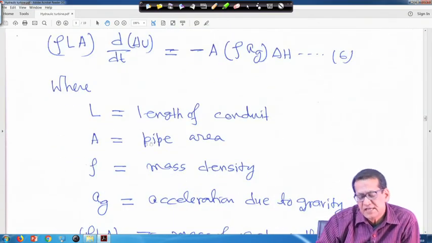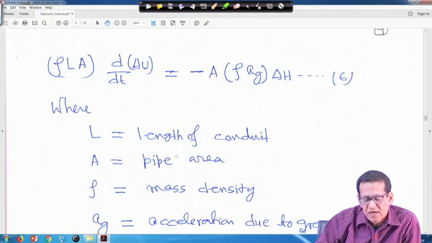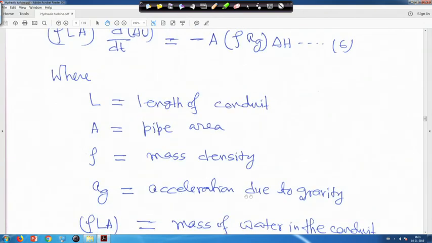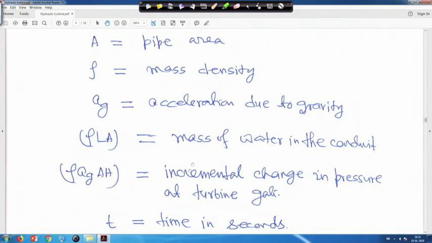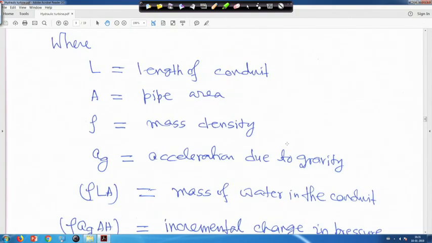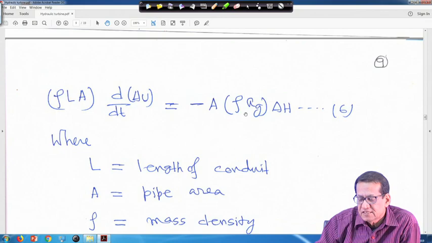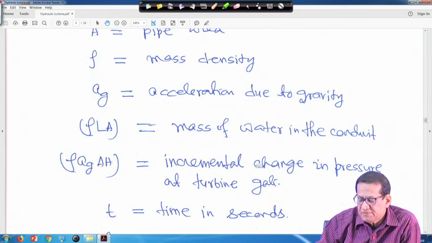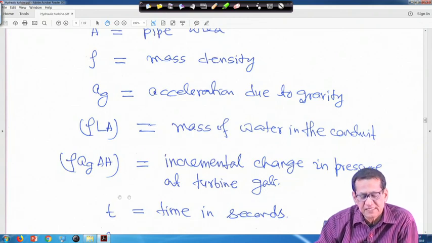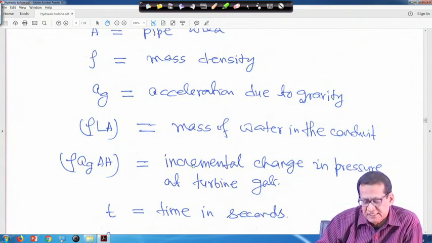And A is the pipe area, rho is mass density, and Ag is acceleration due to gravity. Therefore, rho into L into A is equal to the mass of water in the conduit, and this side rho Ag into delta H is the incremental change in pressure at the turbine gate, and T is equal to time in seconds.